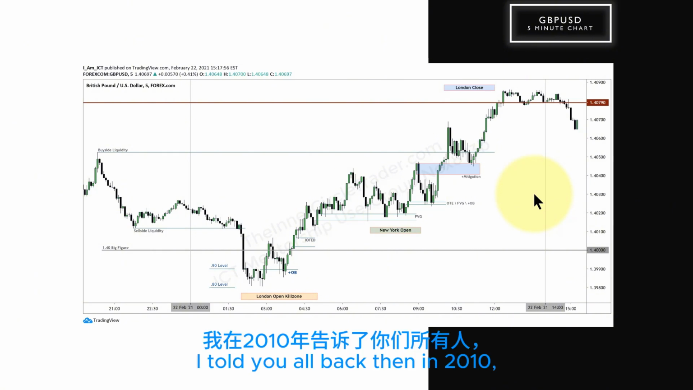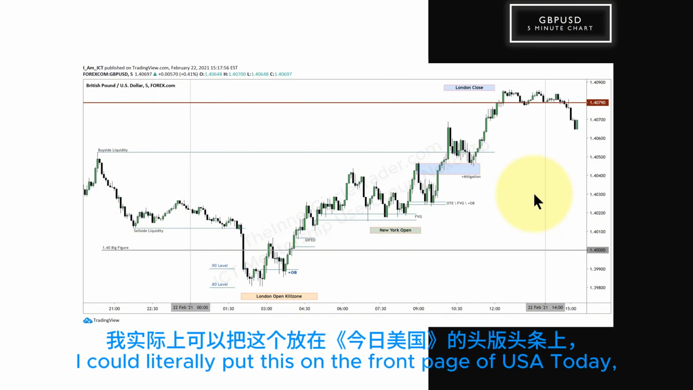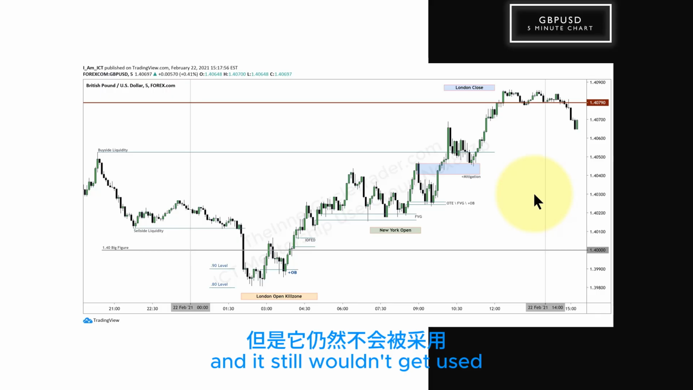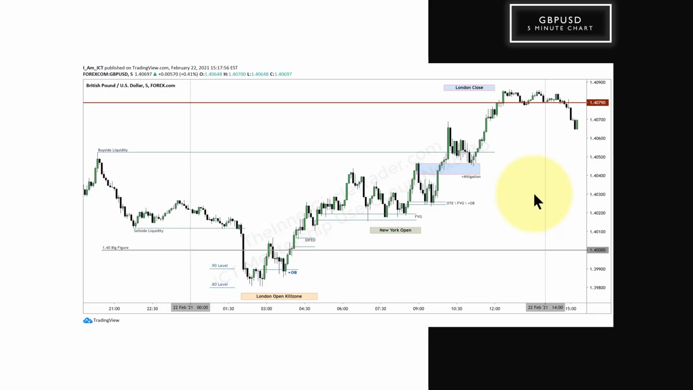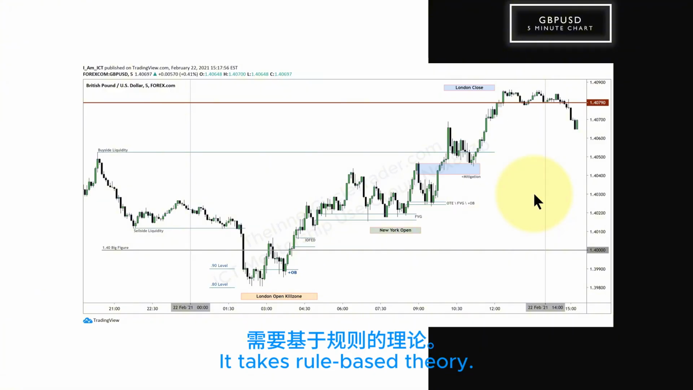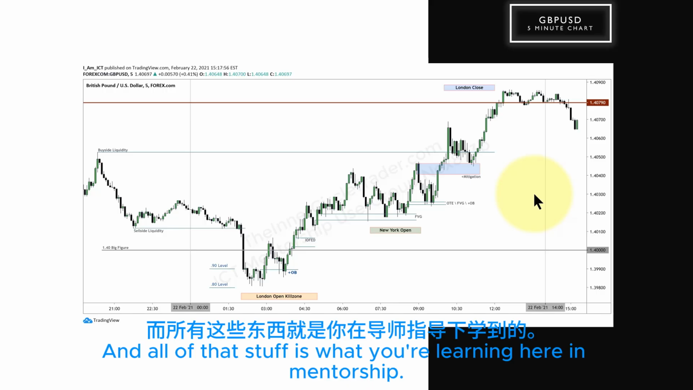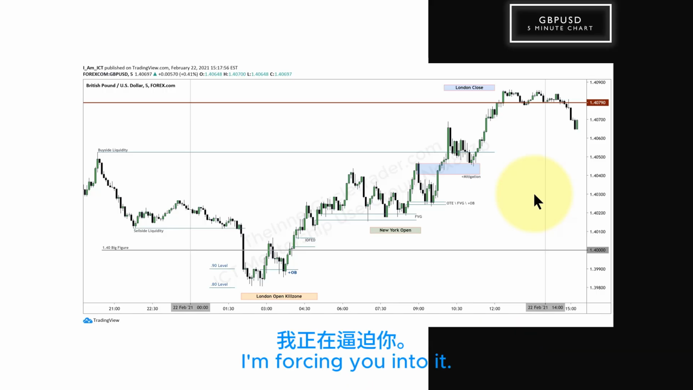Because I told you all back then, in 2010, I could literally put this on the front page of USA Today, spell it out for you, and it still wouldn't get used because it takes discipline. It takes planning. It takes rule-based theory. And all of that stuff is what you're learning here in mentorship. I'm forcing you into it.